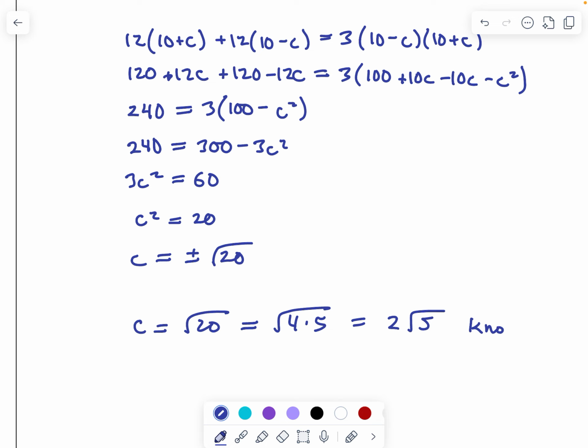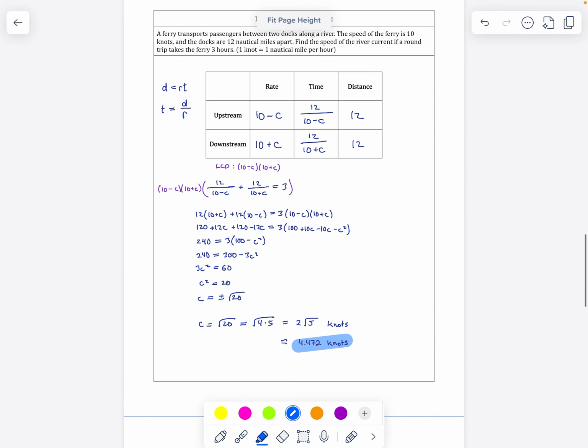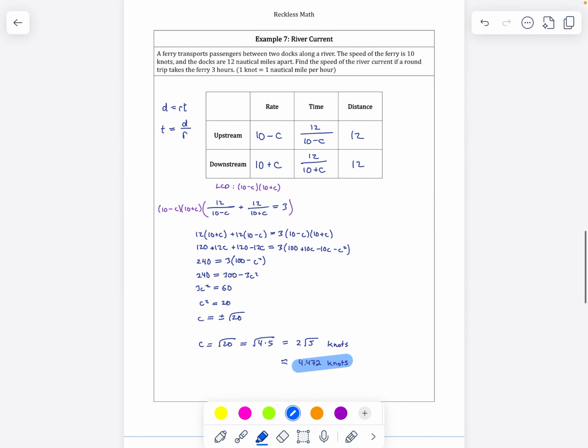Knots, right? That's the unit here, which let's go ahead and punch that into your calculator, and you get that that's about 4.472 knots. And again, if this were a regular problem with miles per hour, we would have just put miles per hour. But I wanted to make things a little more interesting. Good. There you go. So that's that entire problem right there.